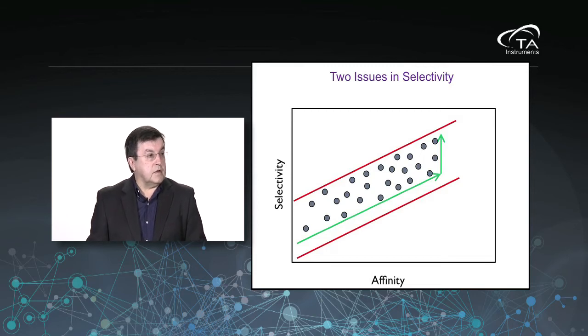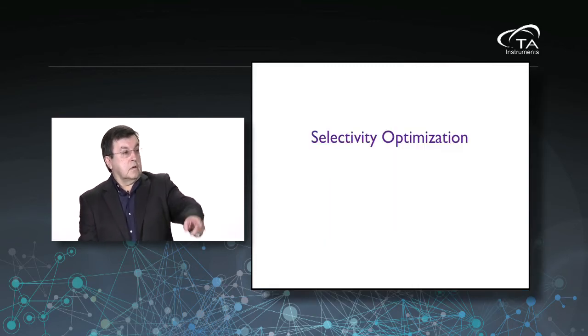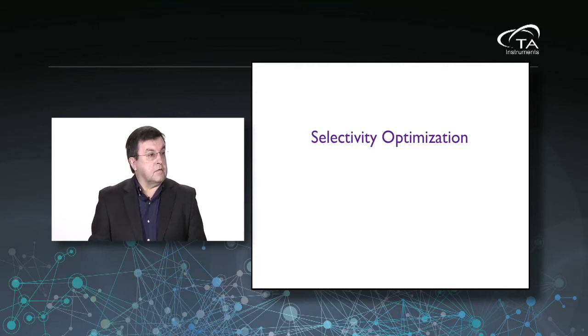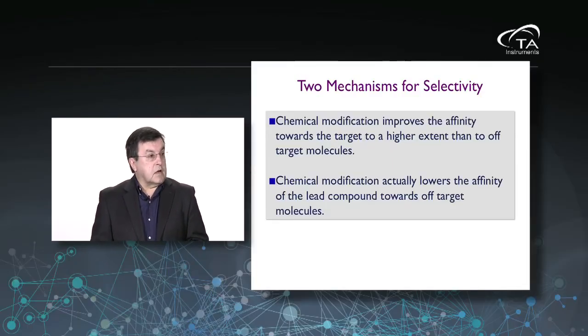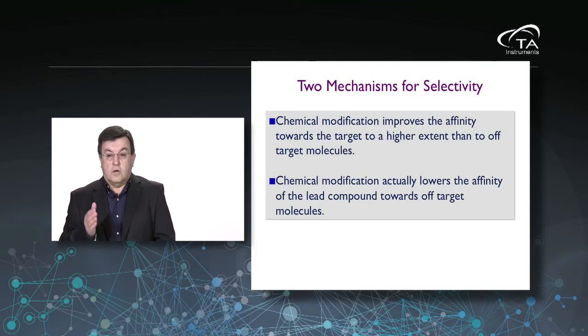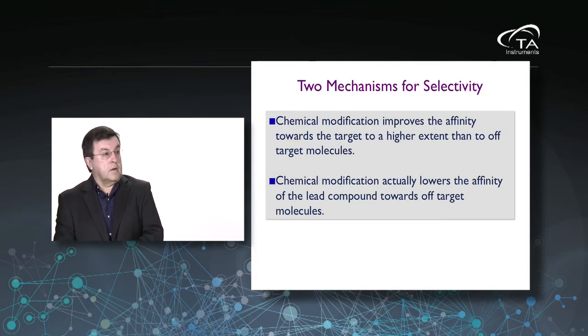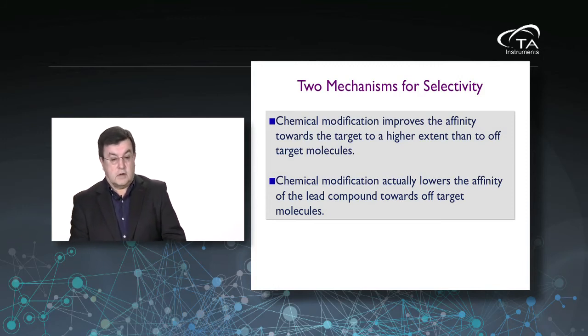How do we achieve that? How do we go up in affinity and also up in selectivity for the same affinity? There are 2 ways. One is that a chemical modification of the compound improves the affinity towards the target to a higher extent than to the off-target molecule. And second, that a chemical modification actually lowers the affinity of the compound towards the off-target molecules.